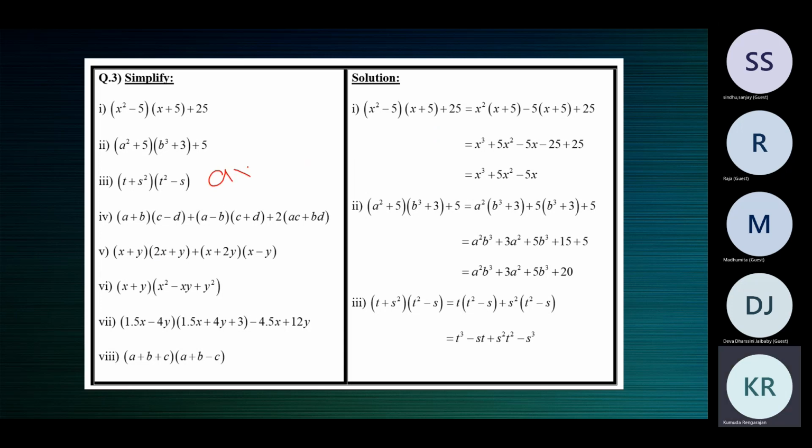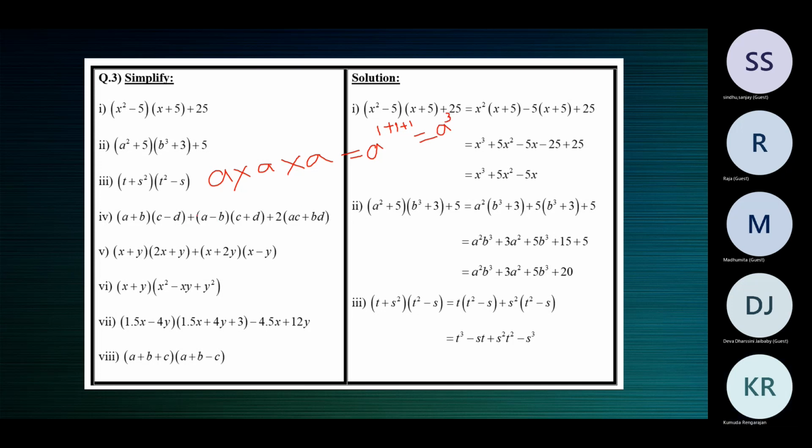What is A into A into A? How do you multiply? When bases are the same, how do you multiply? A cube, ma'am. A cube, we add powers. A to the power 1 plus 1 plus 1. We add the powers. And it is A cube, A to the power 3.